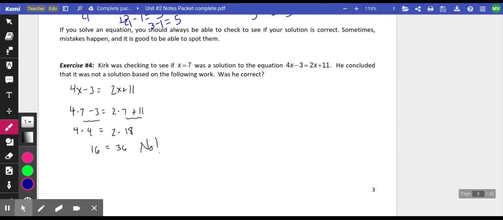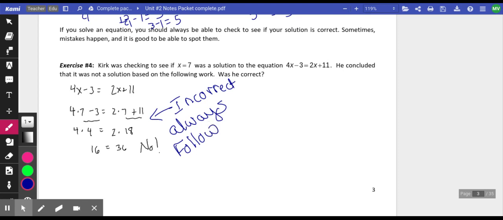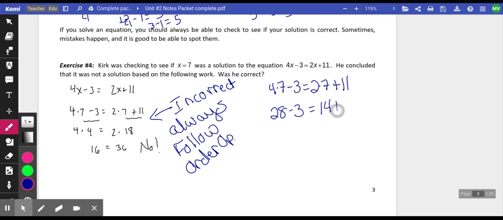Well, he is incorrect here in his check, because when you're doing a check, always follow order of operations. So his check should have been 4 times 7 minus 3 equals 2 times 7 plus 11. So that's 28 minus 3 equals 14 plus 11, which is 25 equals 25. So his answer should have been correct.